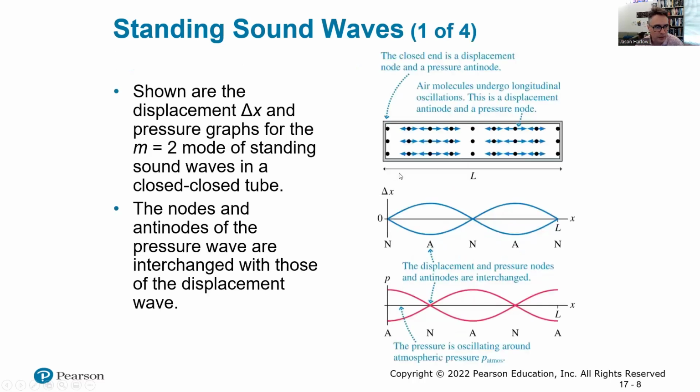So here it is. Shown are the displacement, delta x, standing wave, and in red, the pressure, P, standing wave. So you can see this is node, antinode, node, antinode, node, but the pressure has an antinode at the ends, forced antinodes at the capped ends, and nodes halfway between the antinodes. And microphones are going to be measuring the red line here, the pressure.